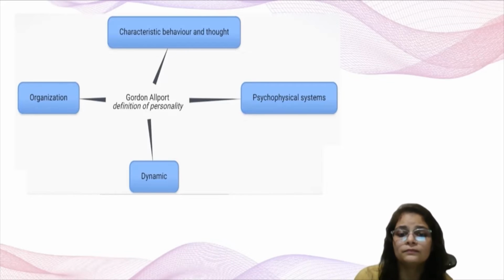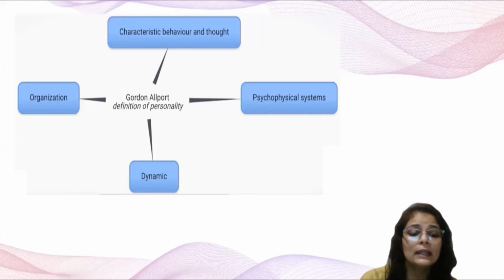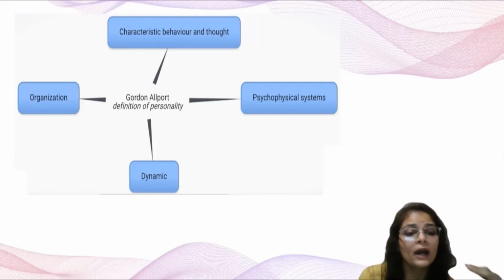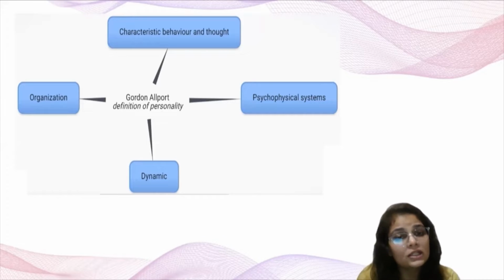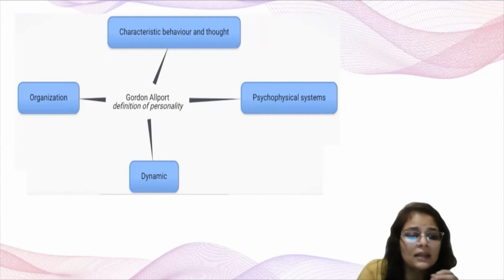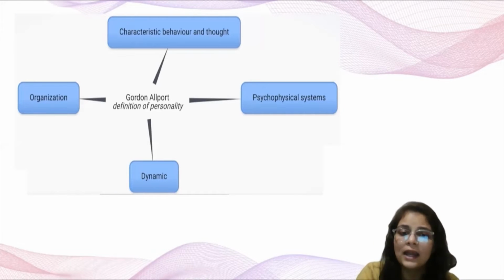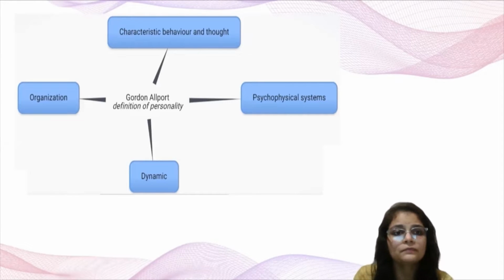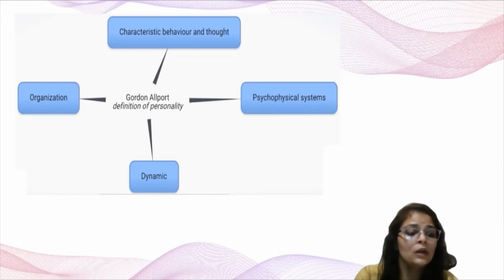What do you mean by dynamic? According to Gordon Allport, personality is not static but dynamic in nature. One tends to adapt and be sensitive to the context and the environment around them. So according to him, one's personality keeps adjusting according to the context and the environment continuously. Thus, a balance is maintained between the inner self and the environment. Are we clear?